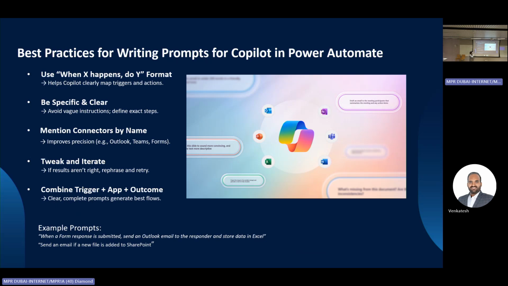There is also a best combination here: combine trigger, app, and outcome. Every automation has a trigger, a number of steps, and a result. So mention when the automation should trigger, then the app, what you want to do it with, like the most common apps such as SharePoint, your email, or Teams. You have to mention it, otherwise Copilot will try to predict based on your prompt anyway. Then the outcome is what you want to achieve.